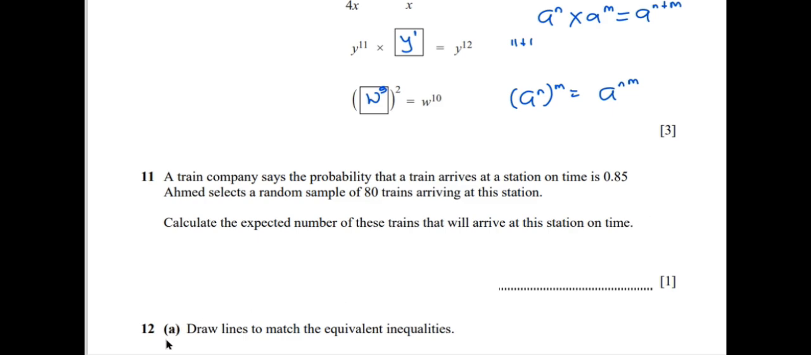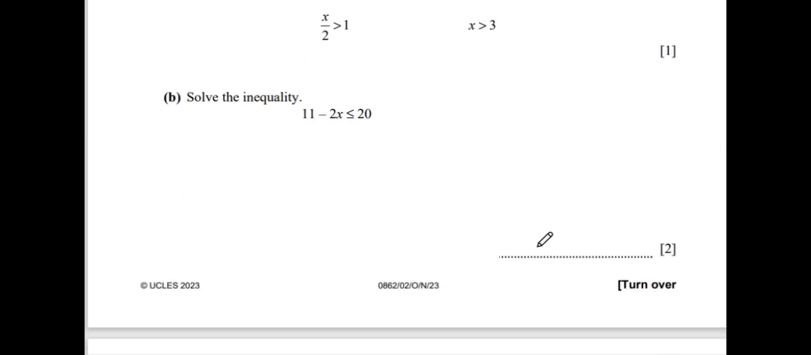So we are given the probability of arriving on time, and we are dealing with 80 of these trains. So it's very simple. All we need to do is 0.85 times 80. 0.85 times 80 will give us 68. So 68 trains of the total of 80 trains are likely to arrive on time following the probability given to us. Okay.